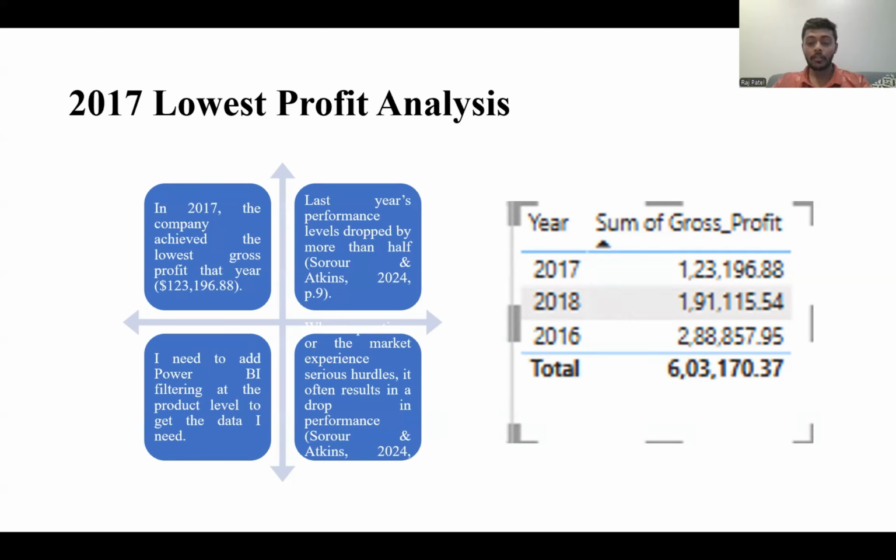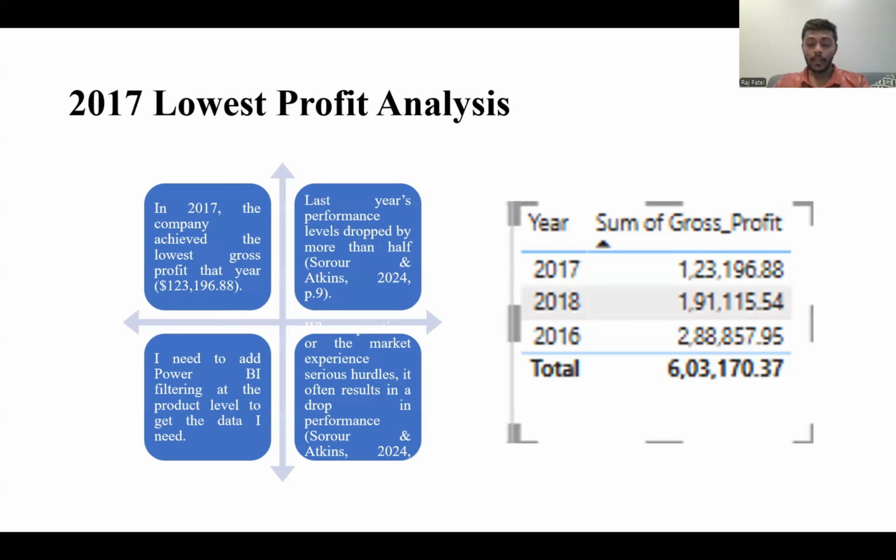If we look at the numbers, the drop from 2016 to 2017 is dramatic. In 2016, we were seeing a profit of over 2,88,000. So that's more than a 57% decline in just a year. Even in 2018, while there was a slight recovery to around 1,91,115, we were still far off from the performance of 2016.